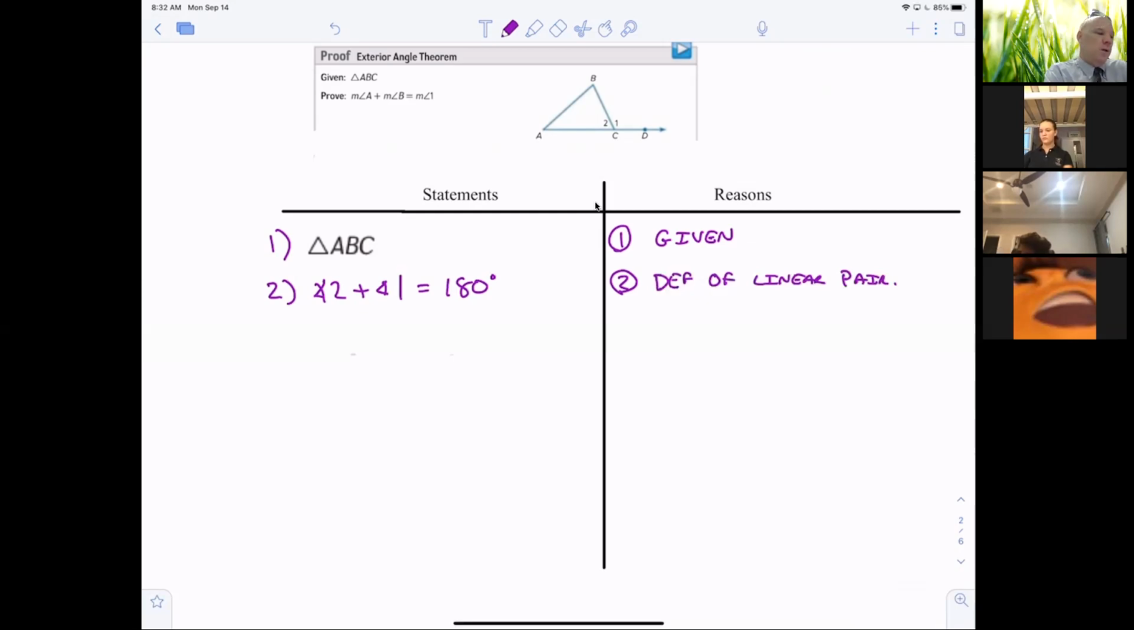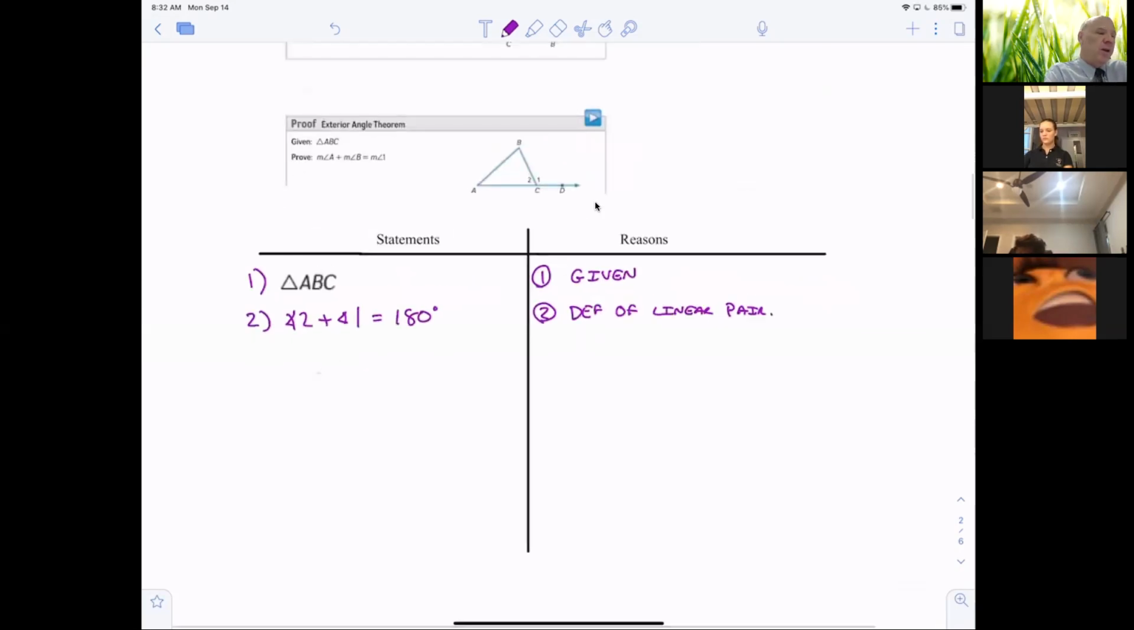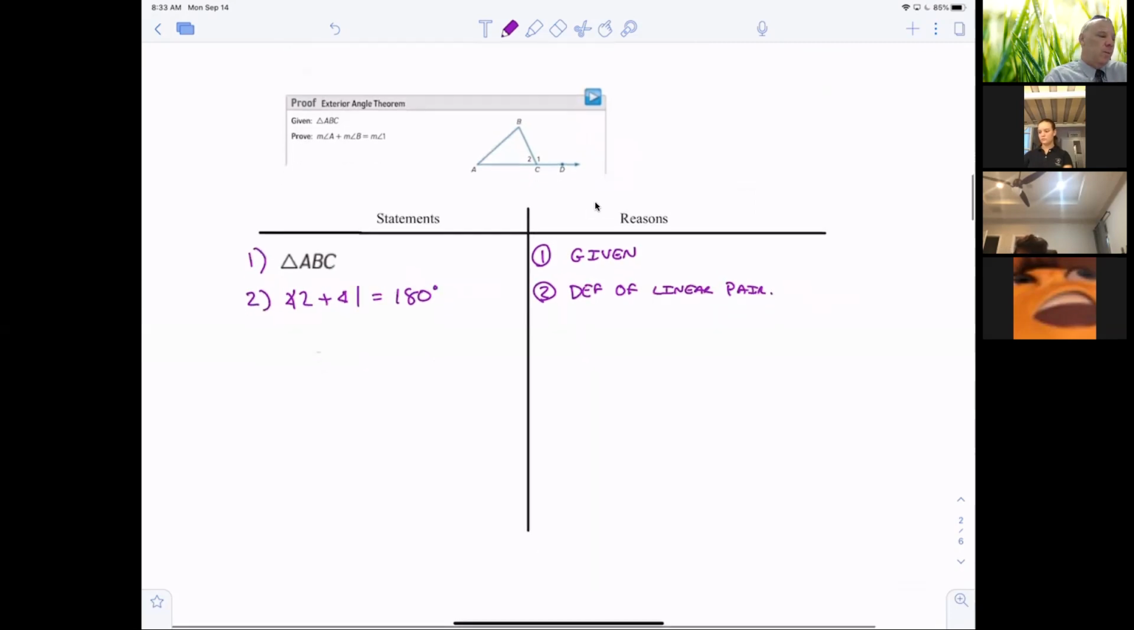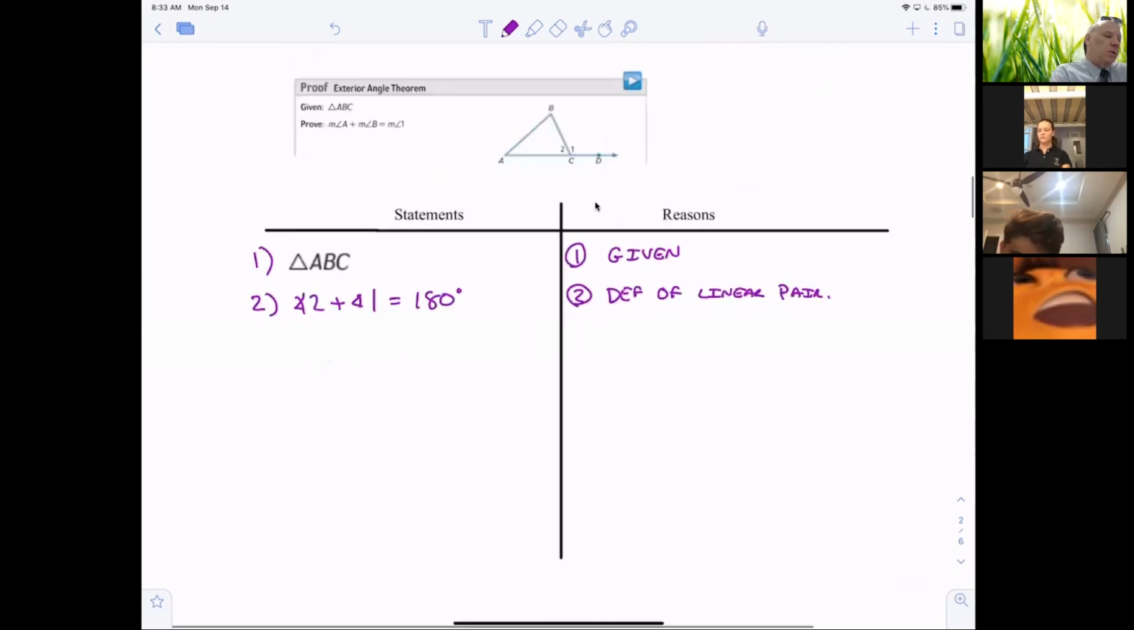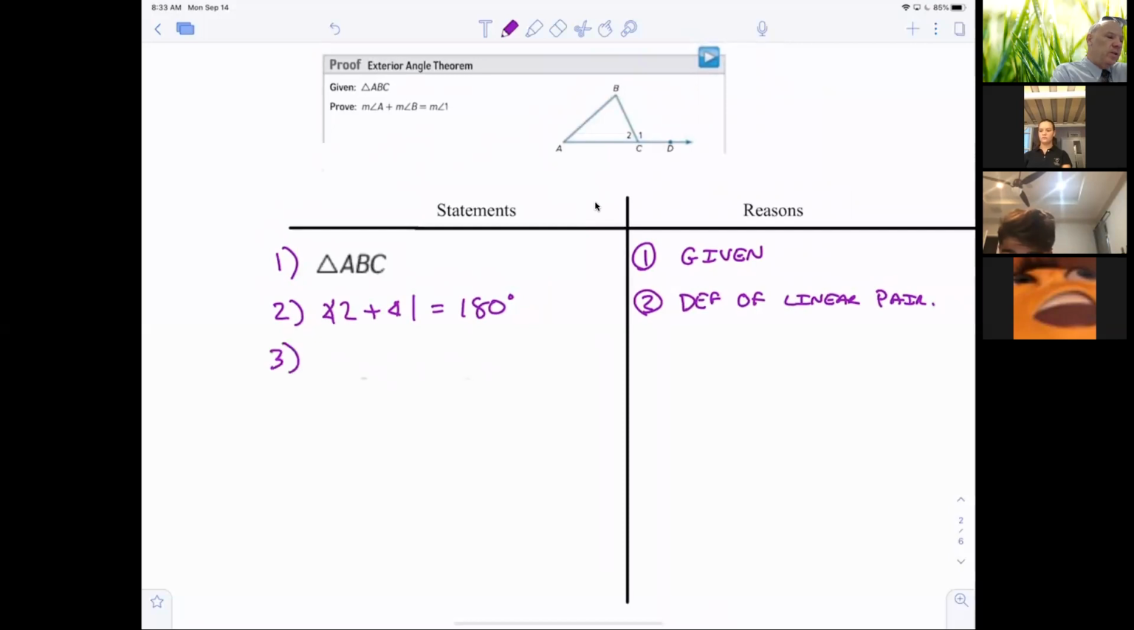Take a close look. So now I've got the measure of angle 2 plus the measure of angle 1 is equal to 180. Drew, you're going to just write the whole thing for us? What's next? Nope, there's no reason for auxiliary. Tell us. You are amazing. That is absolutely correct. For those of you who didn't hear him, he said angle 2 plus angle A plus angle B equals 180 degrees. That is the Triangle Sum Theorem.